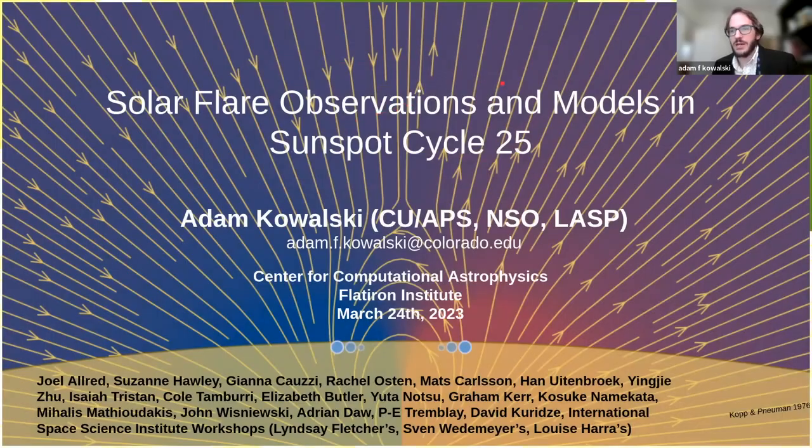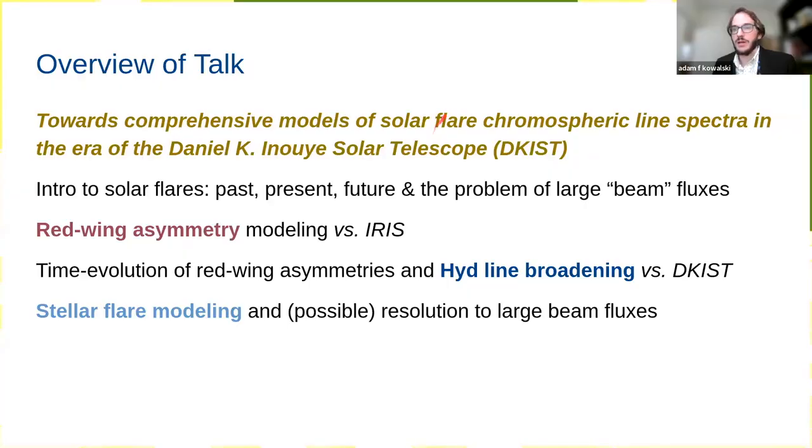So today I want to talk about what we're looking forward to in sunspot cycle 25, the flare observations and models, what we've been doing to prepare for the flares that will start to happen much more frequently very soon. So we're in particular looking forward to data from the DKIST, the Daniel K. Inouye Solar Telescope, which is a new solar telescope on Haleakala in Maui.